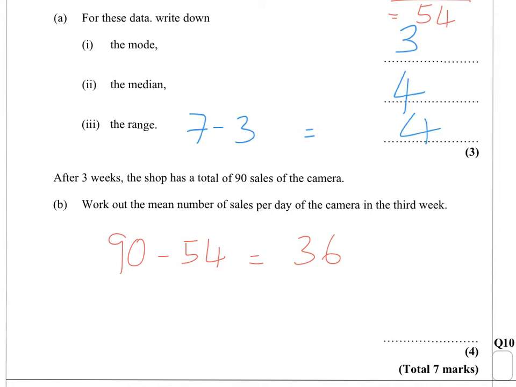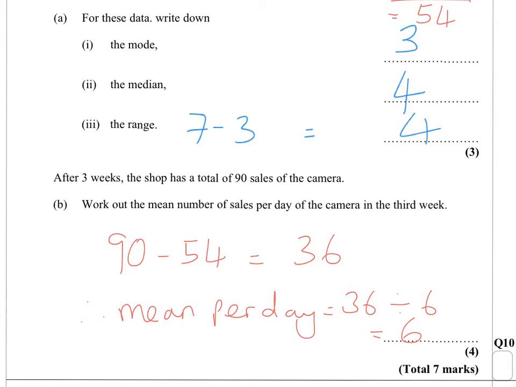Okay, what's the mean? That's the common use of the word average. What is the mean number of sales per day? We only sell 6 days, so we divide by 6. So therefore mean per day equals 36 divided by 6, which is 6. Okay, 6 sales per day.